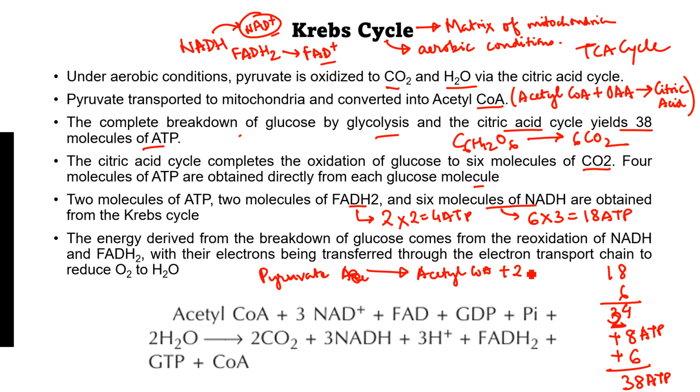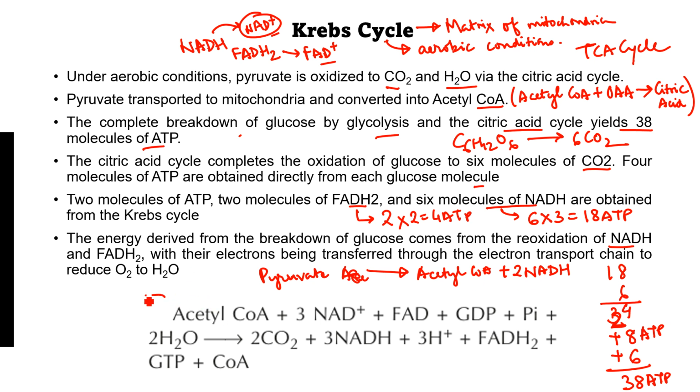This actually generates two NADH molecules also. So through oxidative phosphorylation, when this NADH is oxidized and moves into the electron transport chain, you will get 6 ATP from this reaction also. So in total you will get 38 ATP. The energy derived from breakdown of glucose comes from the reoxidation of NADH and FADH2, with their electrons being transferred through the electron transport chain to reduce oxygen to water. Okay, so this NADH and FADH2 produced during the Krebs cycle and glycolysis will again move into the electron transport chain, and all the ATP molecules will be generated.